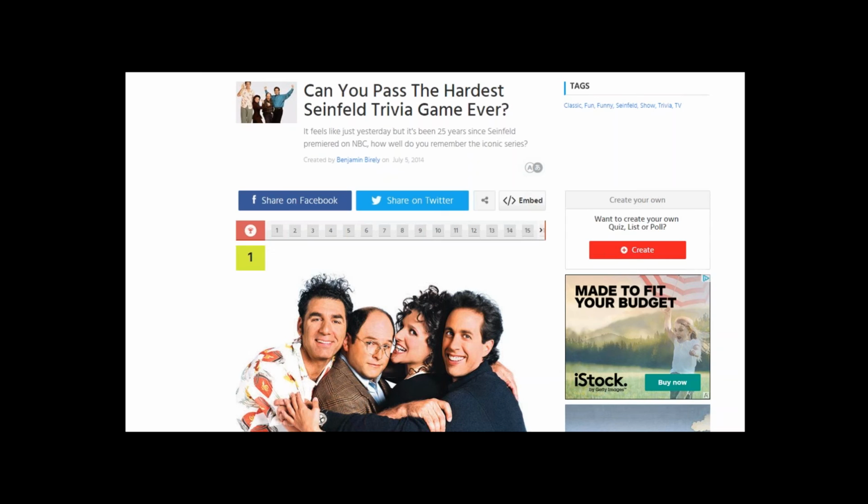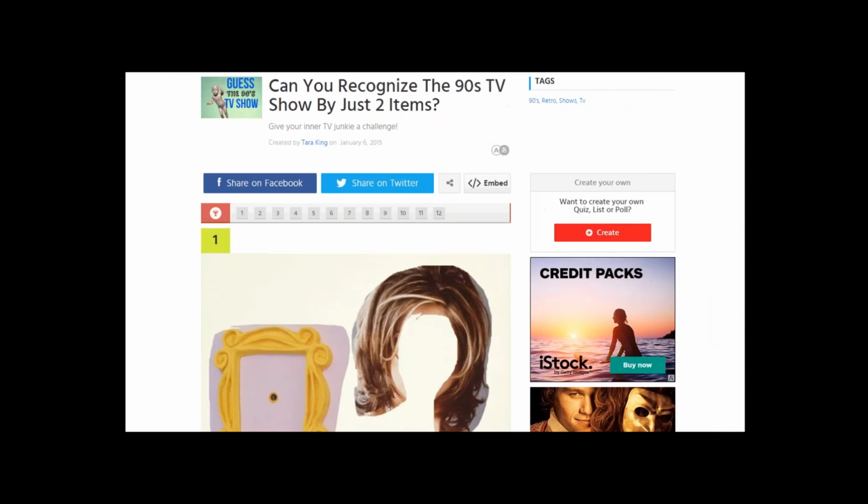We're going to be thinking about what we were doing when Seinfeld was on air, what are our favorite episodes, our favorite characters, our favorite jokes, who we related to the most. This type of trivia is going to pull at those heartstrings, and it becomes an emotional experience so much bigger than just the questions they're answering. Here's an example. Can you recognize the 90s TV show by just 2 items?